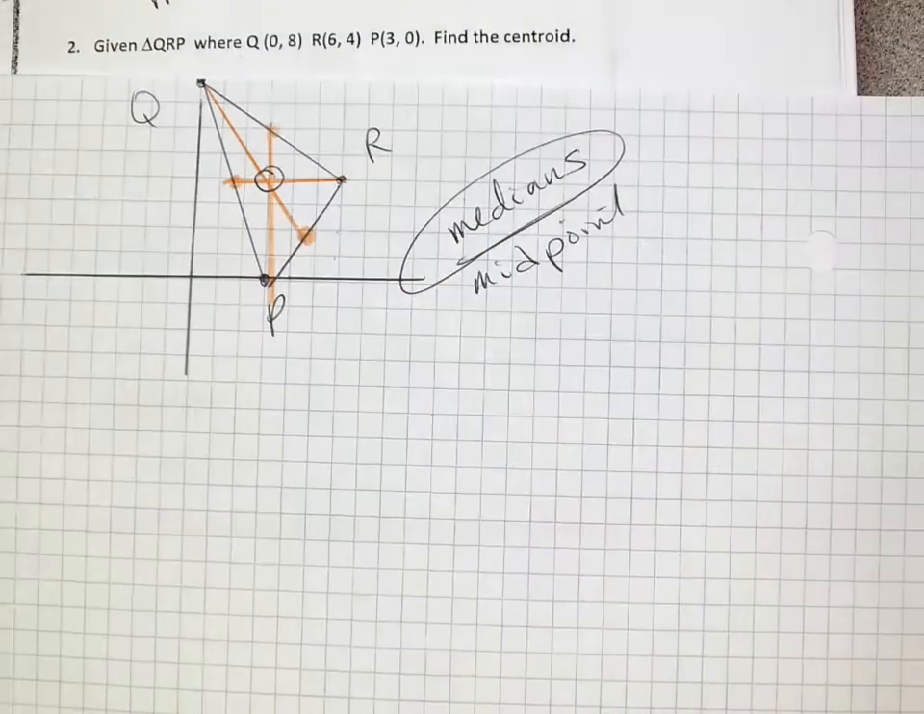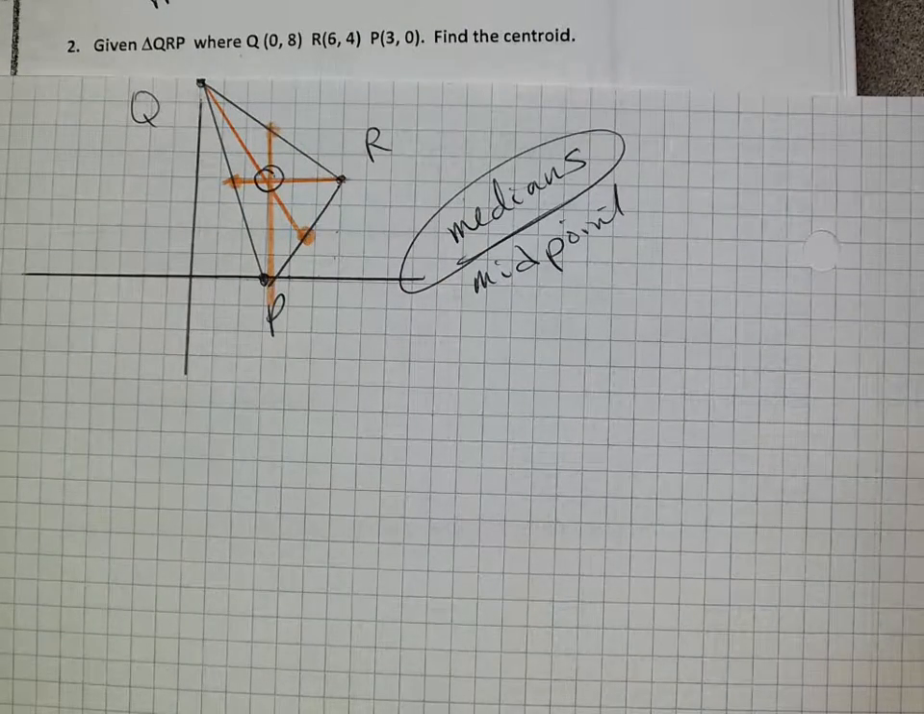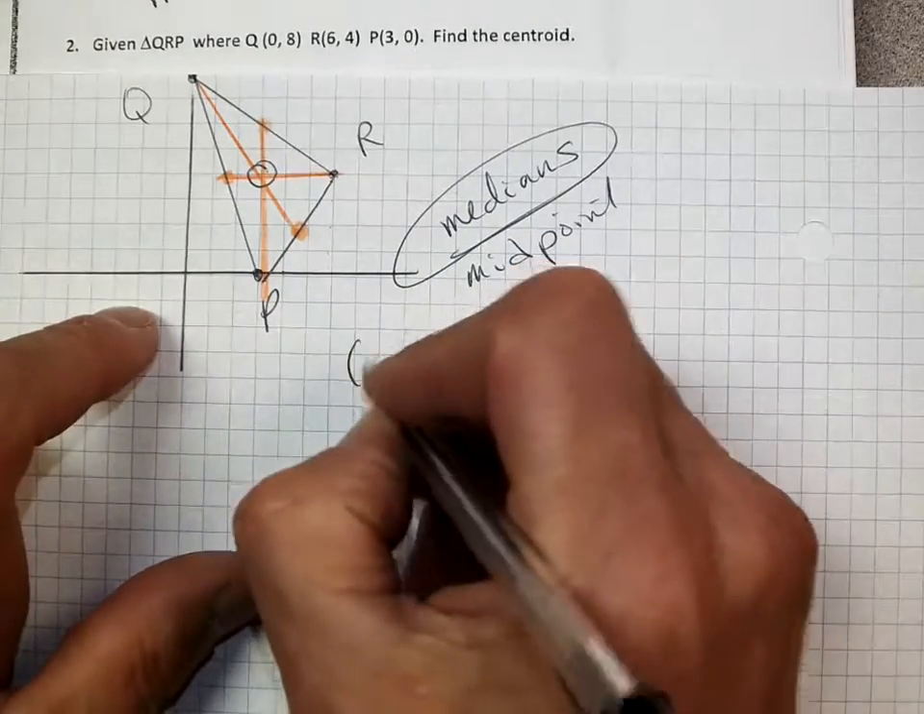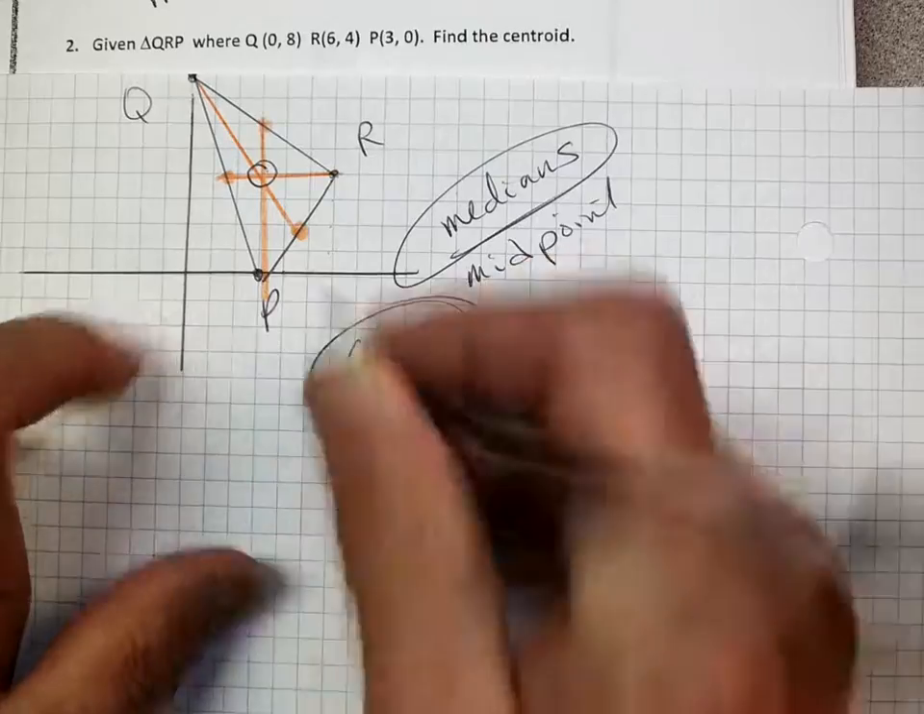There it is. So there is our centroid, and it looks like it's about (3, 4). So the centroid is at the point (3, 4). Okay.